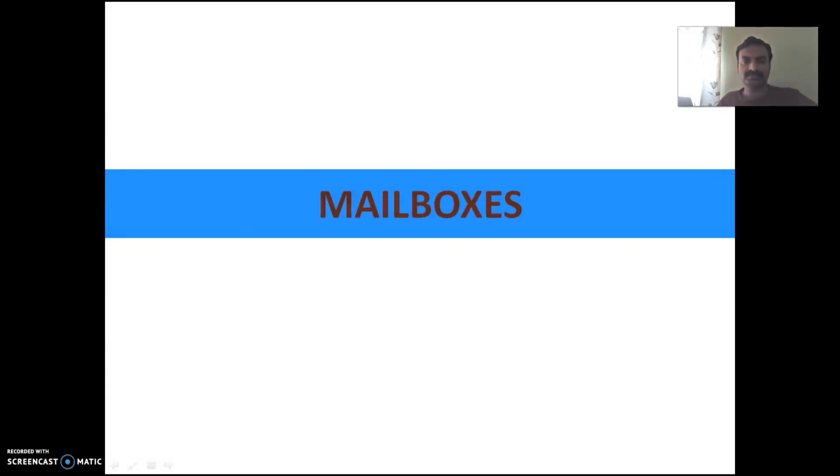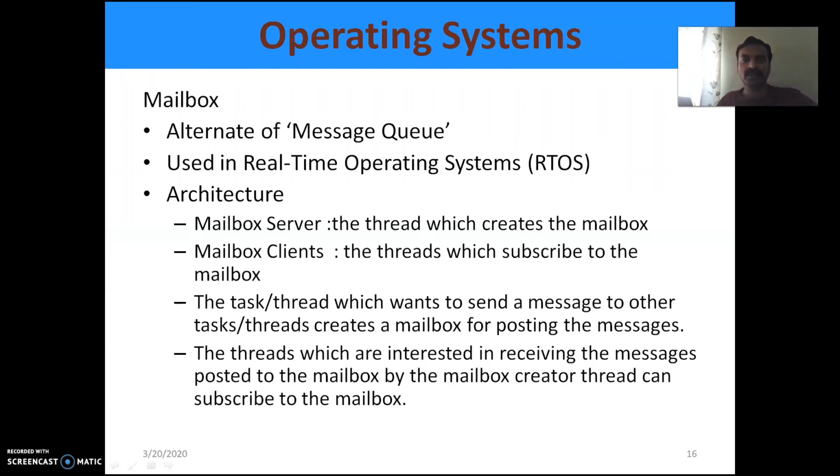Now we are going to see another type of implementation of inter-process communication called mailboxes. So we will see what a mailbox is, what is its architecture, how does it work, and what are its features. Let's see that. So a mailbox is an alternate of message queue, and it is used most commonly in real-time operating systems.